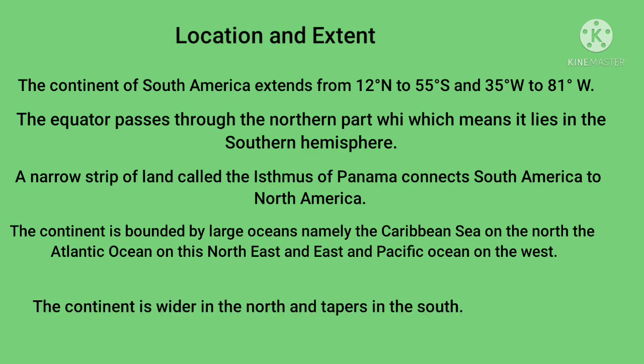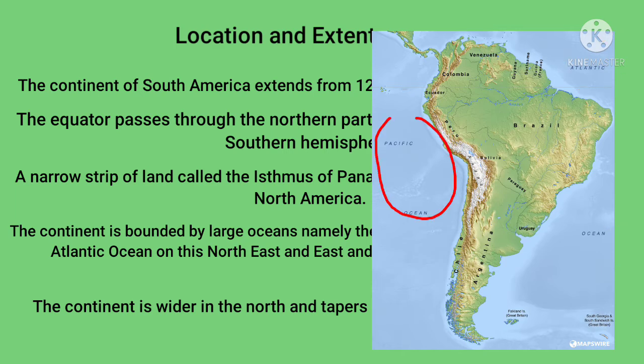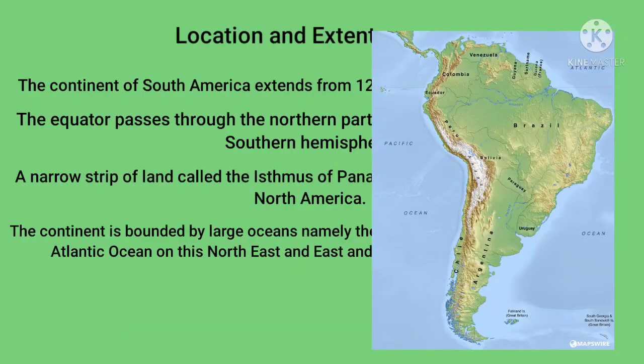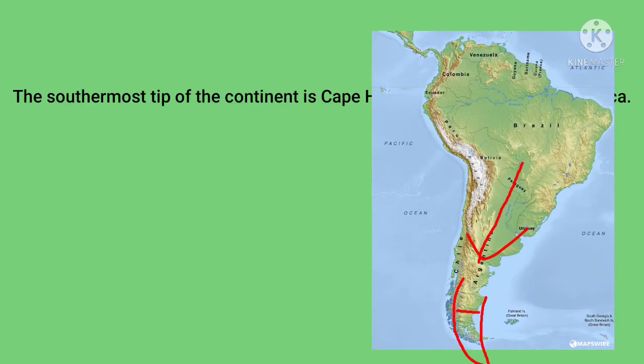A very narrow strip of land called the Isthmus of Panama connects the two major continents, South America and North America. The continent is bounded by large water bodies: the Caribbean Sea in the north, the Atlantic Ocean in the northeast and eastern side, and the Pacific Ocean on the western part. The continent is quite wide in the northern side, as you can see in this map, and as you come toward the southern side it becomes tapering and narrower.